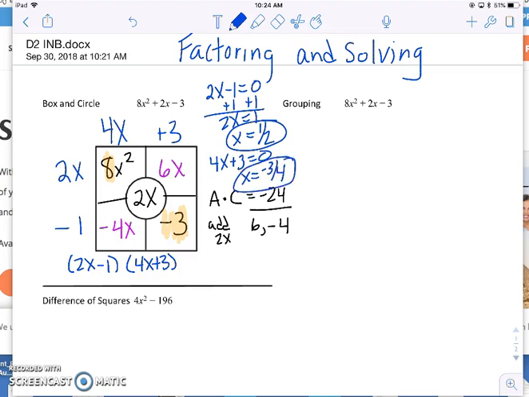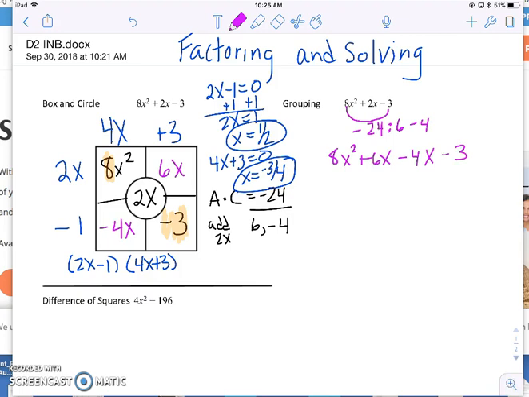So what we're going to do now is look at the same problem, only with a different way of solving it. So factoring by grouping. And some of you liked this last year if you didn't want to draw the box and circles. So we multiply 8 times 3, so the same thing, and we get negative 24. What multiplies to negative 24 and adds to 2? So we have, once again, 6 and negative 4. So we're going to rewrite this as 8x squared plus 6x minus 4x minus 3.